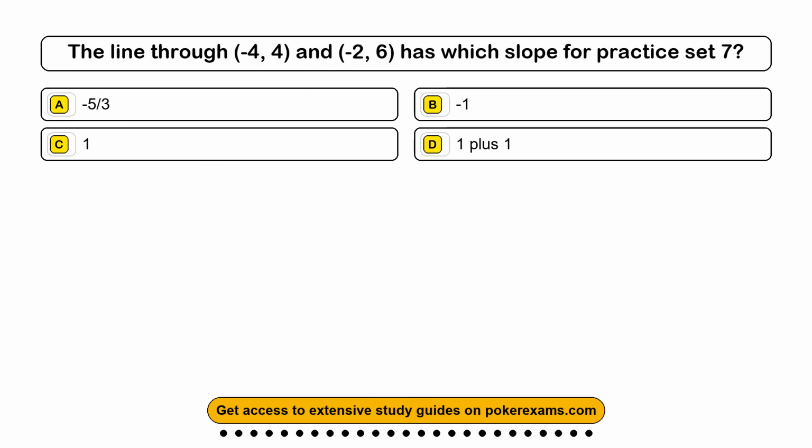Question 13. The line through (-4, 4) and (-2, 6) has which slope for practice set 7? Option A, -5/3. Option B, -1. Option C, 1. Option D, 1 + 1.